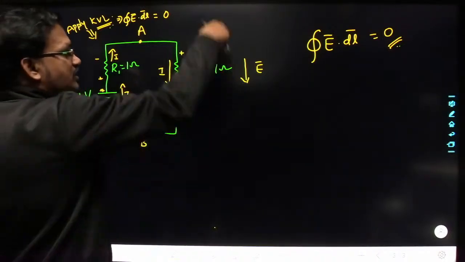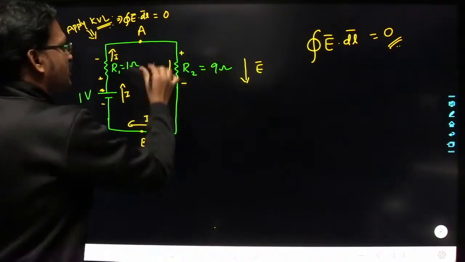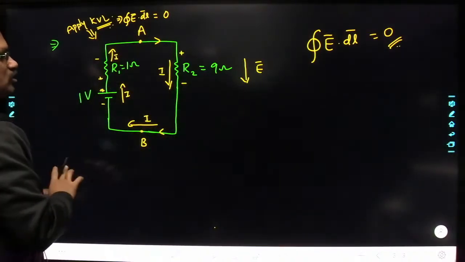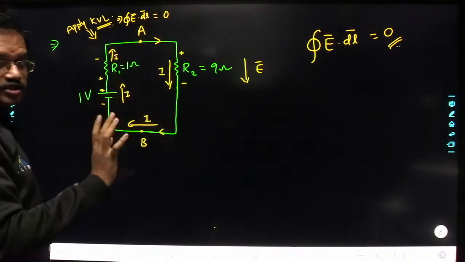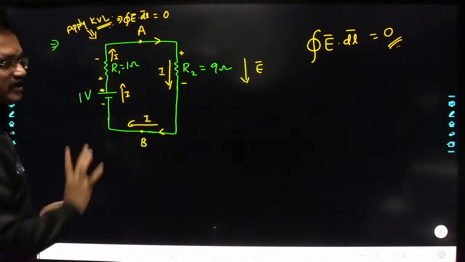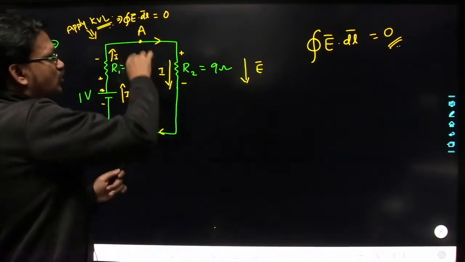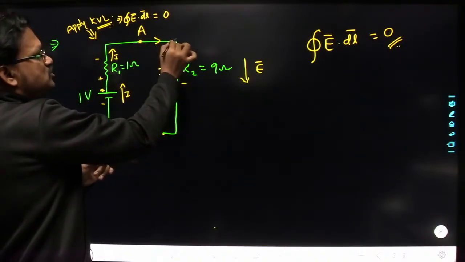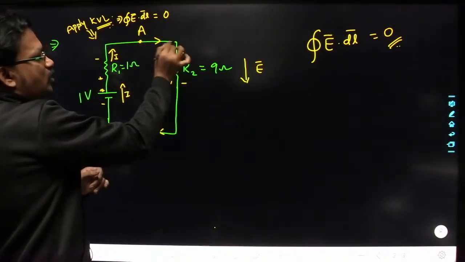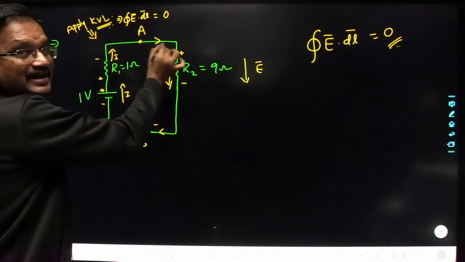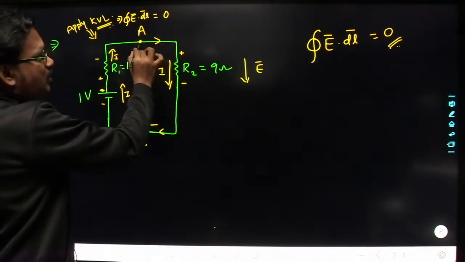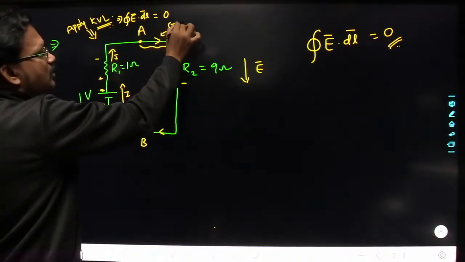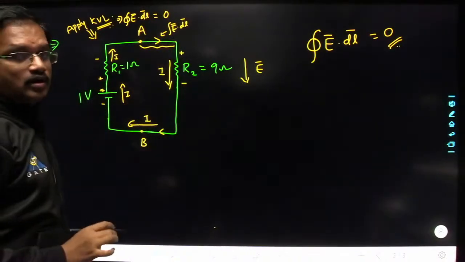Here the electric field is pointing in this direction. Now let us assume you are moving around the loop in clockwise direction like this. Understood? So you started from A. From this point to this point, you are having a perfect conductor. So over this region, if you do integral E bar dot dl bar, what are you going to get?